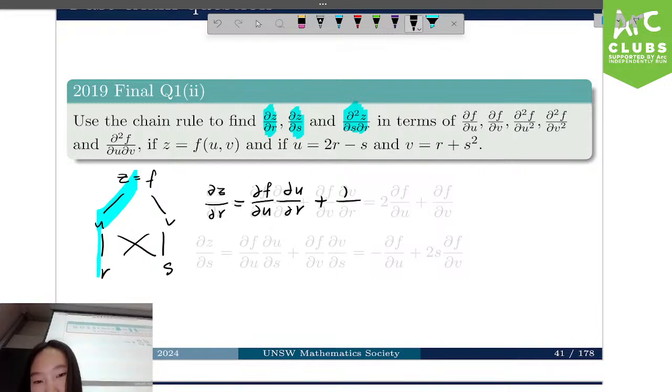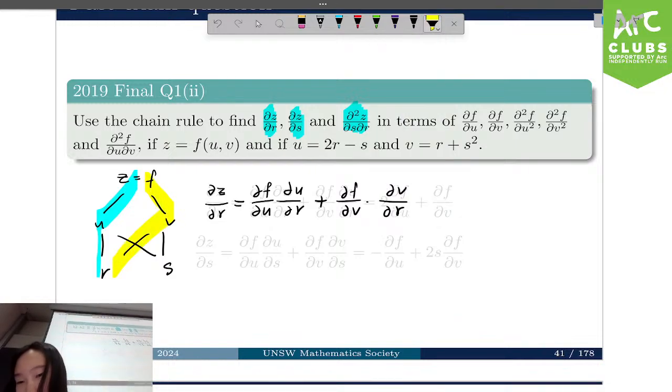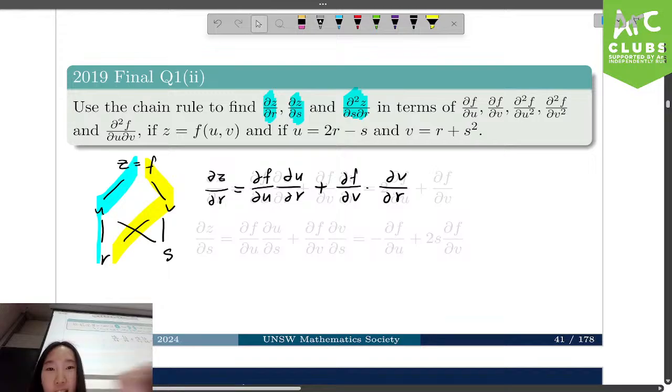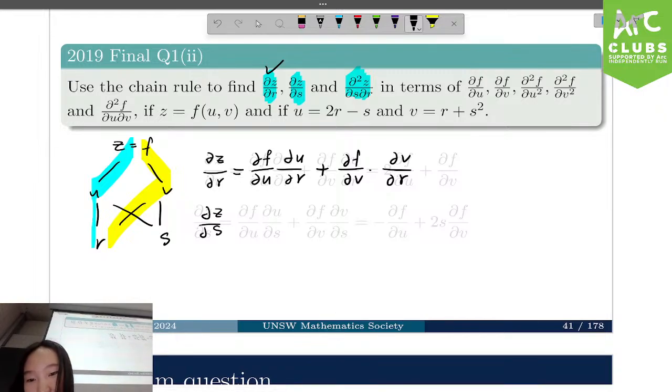We also take the partial derivative of f with respect to v first, and then the partial derivative of v with respect to r. So this is our yellow path. Okay. Then we solve this one, and then we need to solve the partial derivative of z with respect to s.